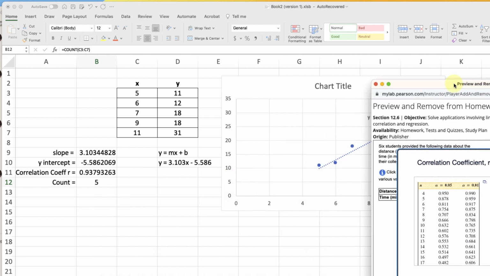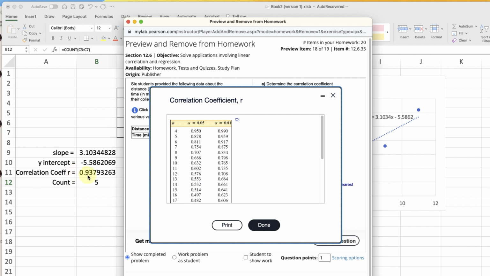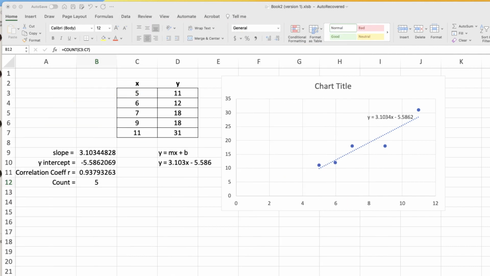So we can look at our critical value table here, and we see we have 0.93 for our R. We have a count of 5, so 0.878 at the 0.05 level. It depends on what level they're asking. They'll tell you the alpha level that they're asking, the error level. Usually it's probably 0.05. So the absolute value of our R correlation is greater than 0.878. So there is a correlation to this data.